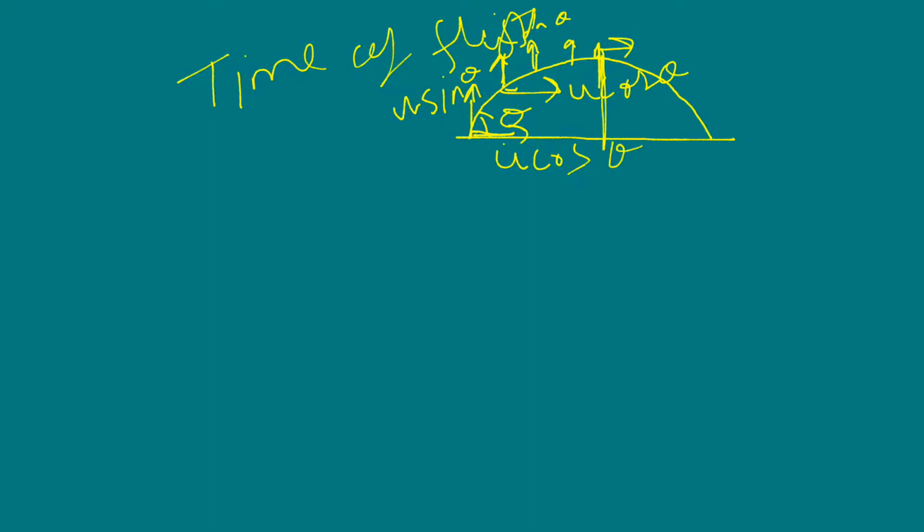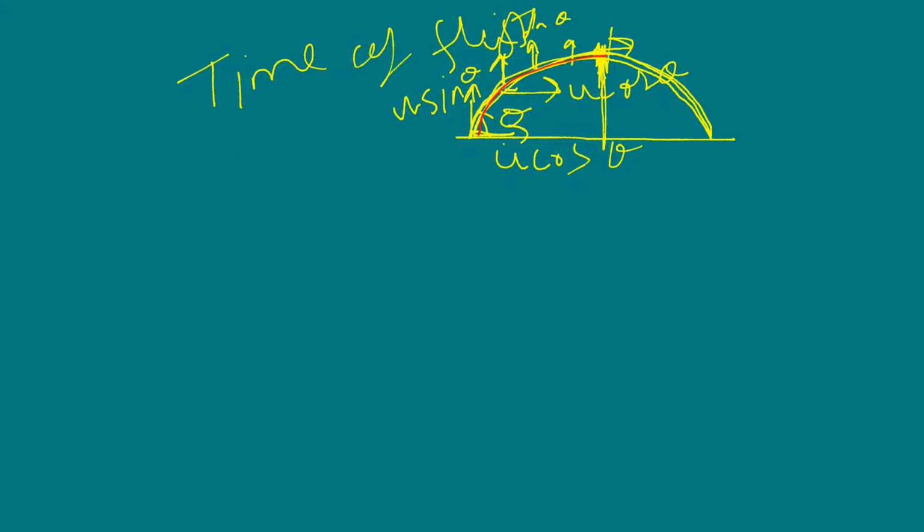In this way we will first find, for the y direction, the time of flight, because time of flight means it is moving upward and then downward. So time is for this only, from upward to downward. If we find it from here to here, then we will multiply by 2 and we will get the remaining part also.